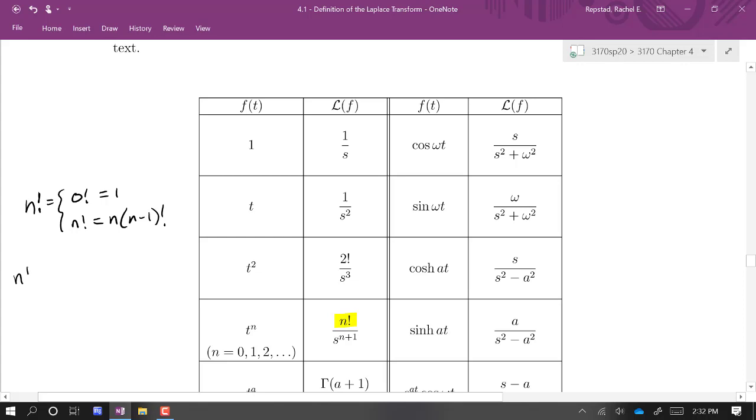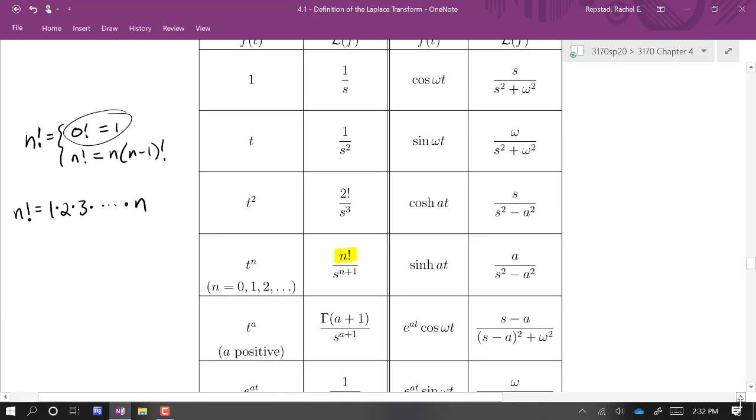Intuitively, what I think of when I see the factorial is just the product, multiply all the integers from 1 up to n. That basically works for all positive integers except for 0. By definition, 0 factorial is 1. And you've seen the factorial when you took Calc 2 and did infinite series. That usually comes up.